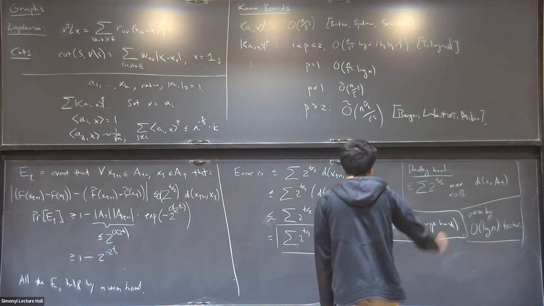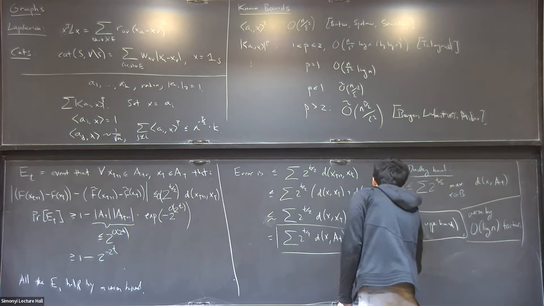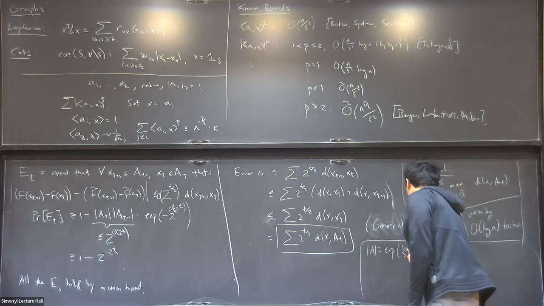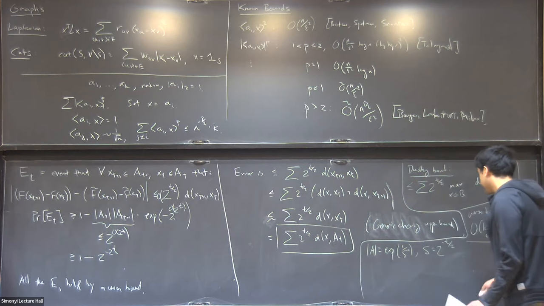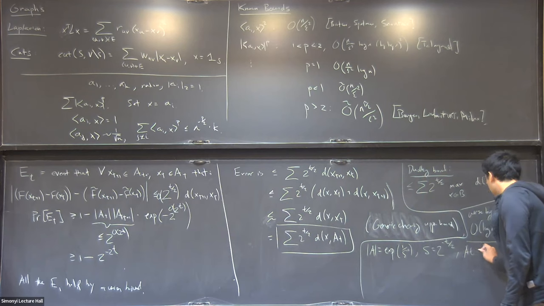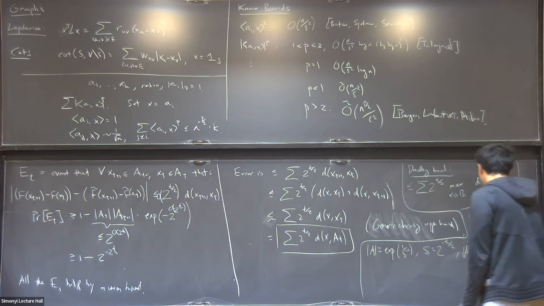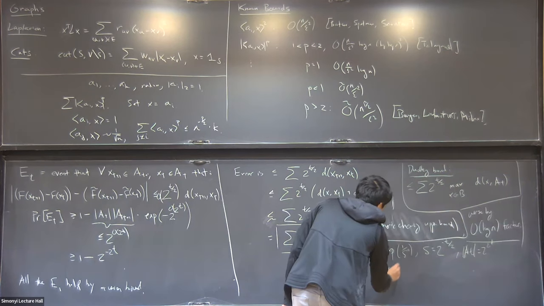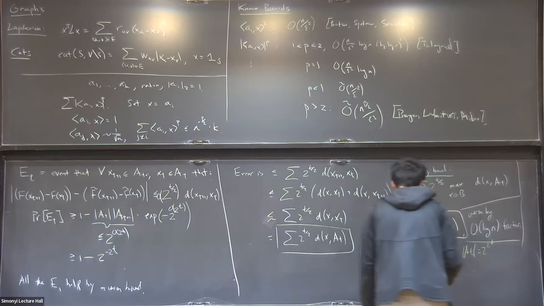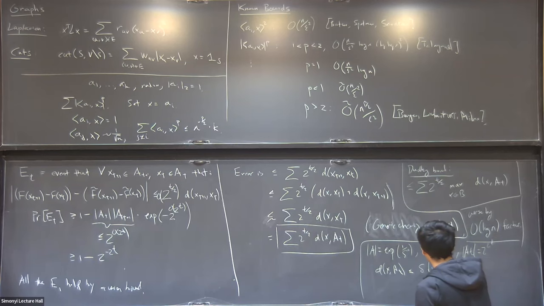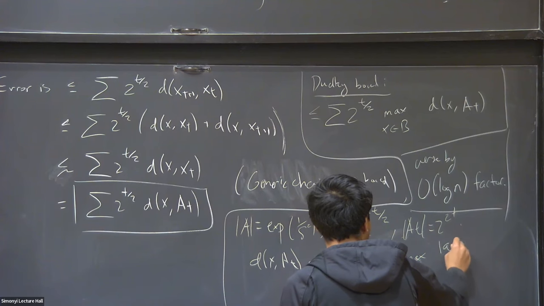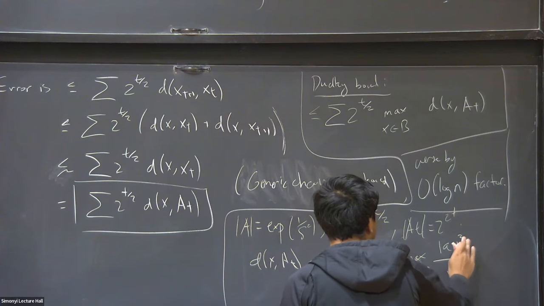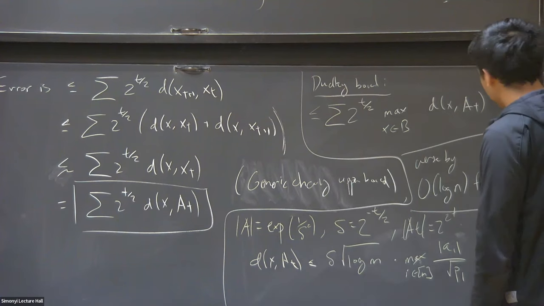So remember that I got the size of A was exp of 1 over delta squared. So I'm going to set delta to be 2 to the minus t over 2. So then this gives me exactly A_t has size 2 to the 2 to the t. And the distance from x to A_t will be at most delta root log m times the max over all i of basically the norm of a_i over root p_i, because that's the definition of my distance up there.